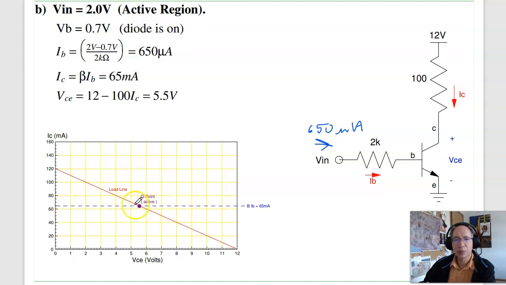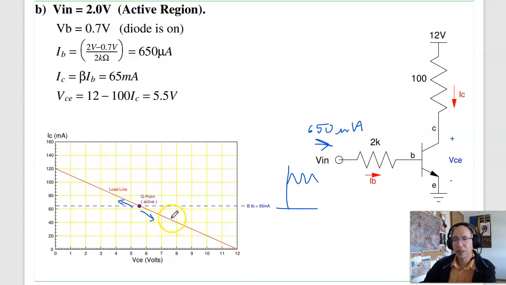So this is where I'm trying to operate. Beta IB says I'm on this line, IC is beta IB. I have to be on the load line as well. Where they intersect, that's your solution. Now, what happens if I have a DC offset and vary it? What happens is the voltage goes up and down, the current goes up and down. As the current goes up, I move this way, and the voltage drops.